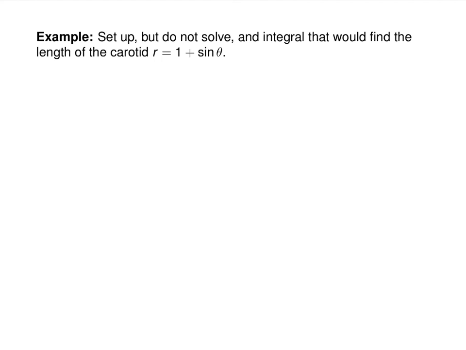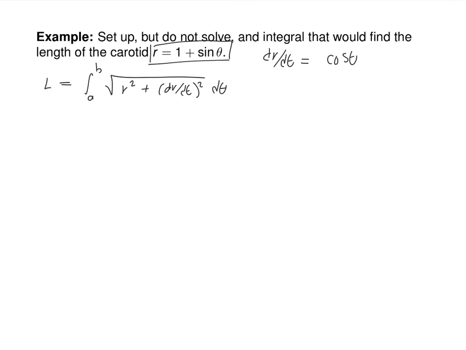So let's set up, but don't solve, an integral that gives the length of the cardioid r equals 1 plus sine theta. So in this case, dr d theta is cosine of theta, and the length will be the integral from a to b root r squared plus dr d theta squared d theta. At some point in time, we graphed this curve, and the whole curve is traced from 0 to 2 pi, so the bounds are 0 to 2 pi.